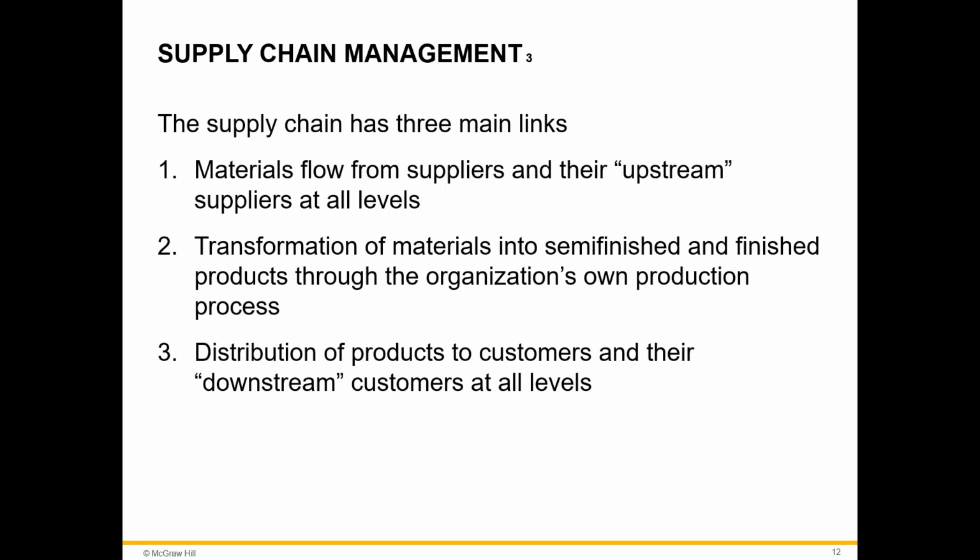The supply chain has 3 main links. 1. Materials flow from suppliers and their upstream supplier at all levels. 2. Transformation of materials into semi-finished and finished products through the organization's own production process. And 3. Distribution of products to customers and their downstream customers at all levels.